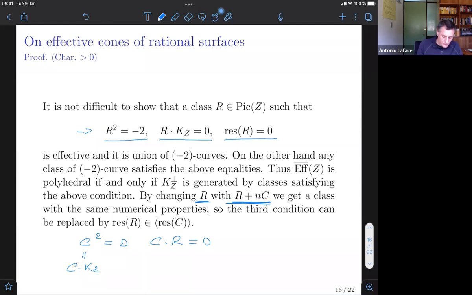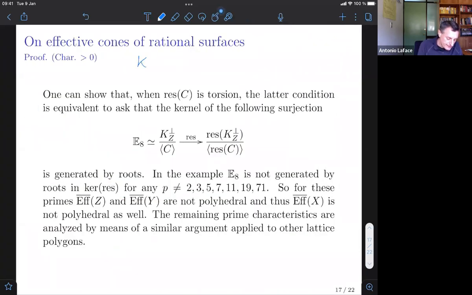So with this observation, the only thing that I have to check is if I have a class satisfying these two, and such that the restriction of R is in the group generated by the restriction of C. If that is the case, then I can produce one of these sums where this restriction condition is satisfied. Okay, so how to look for these classes? The idea is the following.